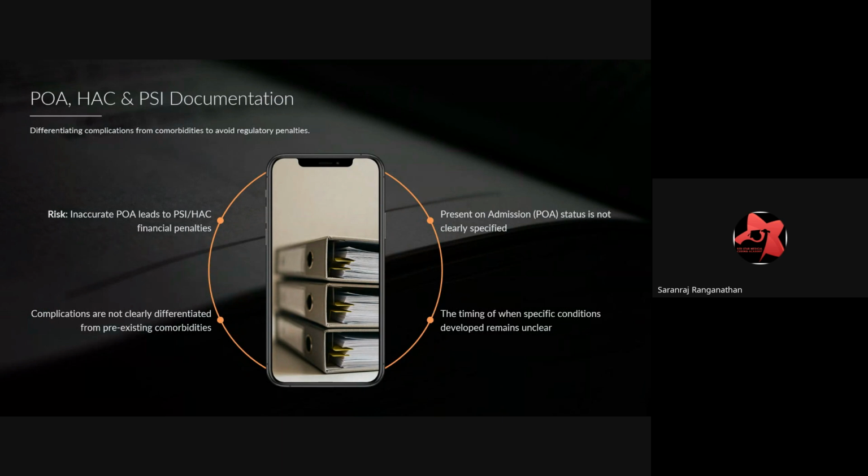Okay, next are POA, HAC, and PSI. These are all indicators. When it comes to the POA, as we discussed, it means present on admission. Okay, that is very, very important. We need to understand what the principal diagnosis is for the patient for admitting.